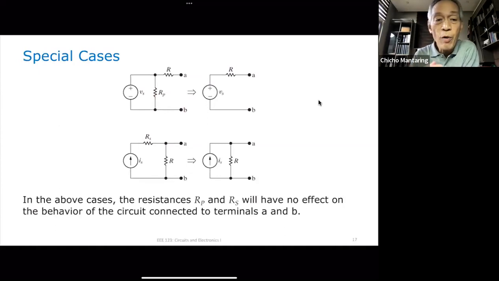Just a word of warning. This R sub P and this R sub S will affect the power being delivered by the source. So if the question is, what is the power being delivered by V sub S, don't remove this R sub P. Same thing here: what is the power being delivered by I sub S, don't remove this. But if the question is about something connected to this, then you can take this out or you can take that out. So that was in my example last time.